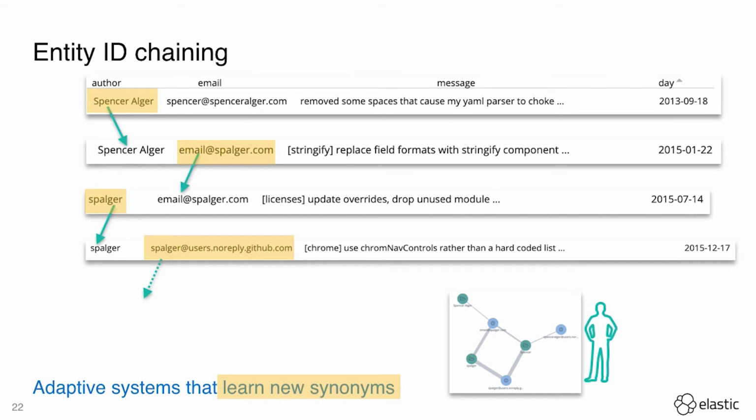So you can see how this system learns new IDs by looking for other examples of records that contain at least one of the IDs you already have in your bag. And then you just keep growing this bag of IDs around a person.